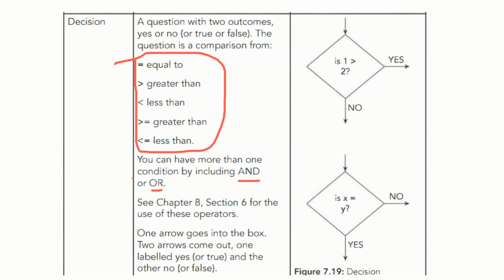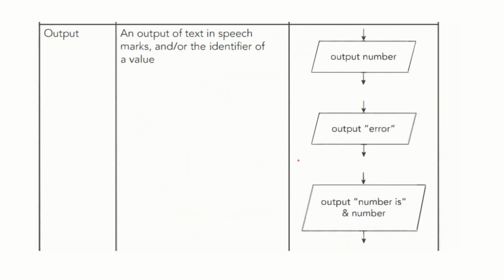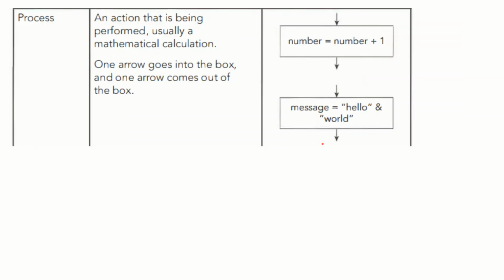Okay, so let's move on. Then we have the output. We got the output. One goes in, one goes out. We'll learn how to write all these things as time goes on, but just study the shapes. The shape is what is important. Then we also have the process. The process is a rectangle. This is what we use to do mathematics and all sorts of things over there. We'll learn it as time goes on.